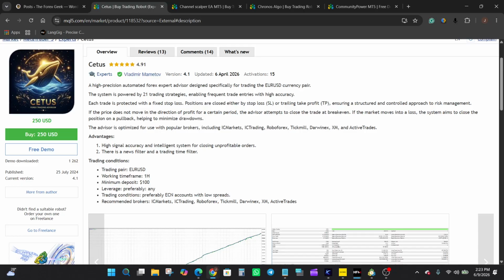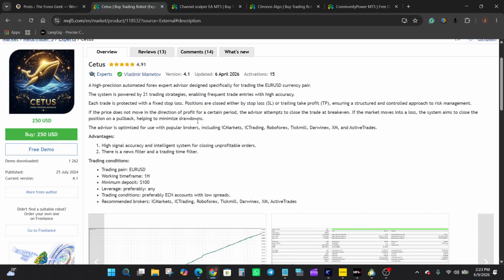I also notice it has some adaptive management features. If price doesn't move in the expected direction, it attempts a break-even exit. And if the market moves into drawdown, it tries to close trades on a pullback, which is aimed at reducing overall loss exposure. Now, there is also a news filter and trading time filter, which helps avoid certain market conditions.